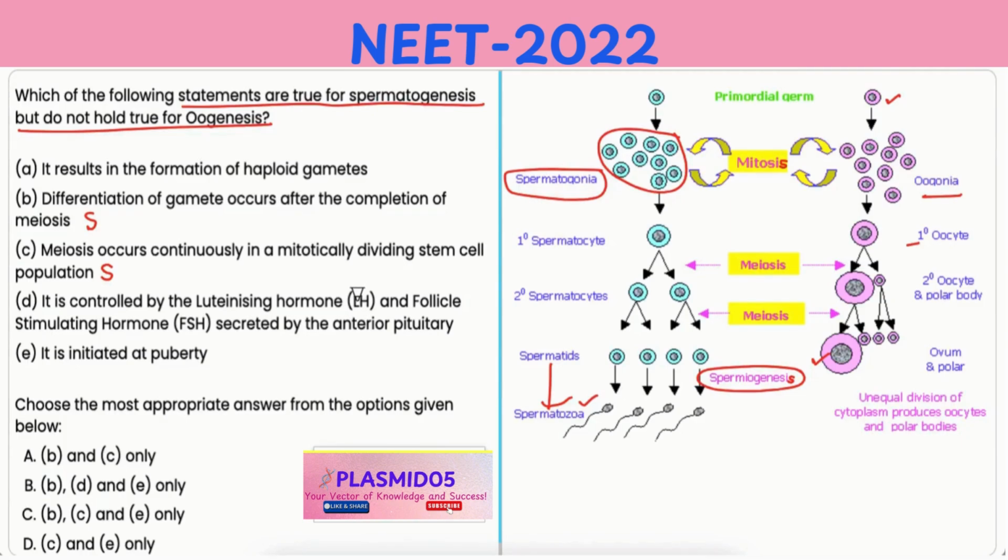Statement E, it is initiated at puberty. Now, it is true only for spermatogenesis, as spermatogenesis is a continuous process that begins at puberty. Now, oogenesis, on the other hand, begins during embryonic development of the female. Hence, the correct answer is option C. Options A, B, and D are incorrect as these include incorrect combinations.